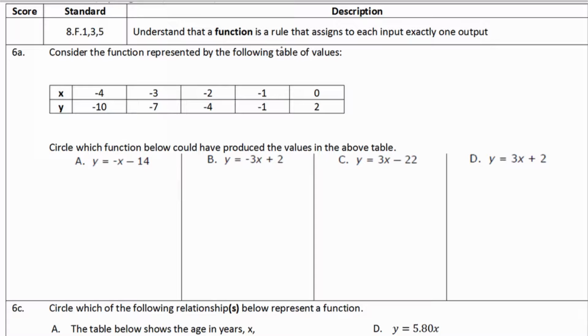This standard has to do with understanding that a function is a rule that assigns each input exactly one output. So first of all, let's briefly talk about what a function is. A function shows a relationship between x values and y values, inputs and outputs, that has a pattern or a rule or some way of finding an output for an input and not having multiple outputs for one input.